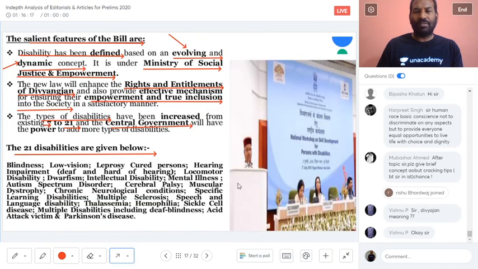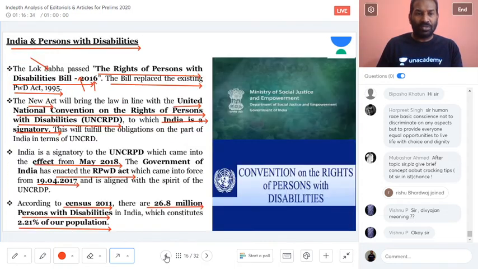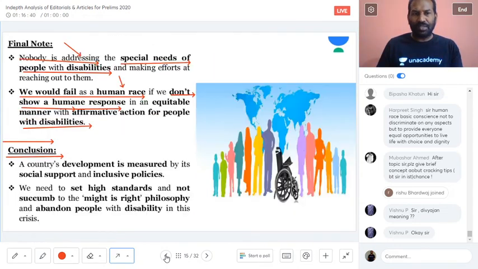And here what I have taken is in regards to the skill development program taken up for the persons with disabilities by the government of India, that is the Ministry of Social Justice and Empowerment. So definitely the government is going ahead with all this. So it is important that we are focused on this, which is very, very important for the prelims 2020. I hope you all have understood.